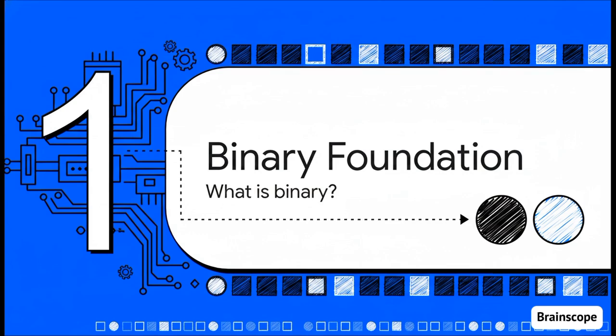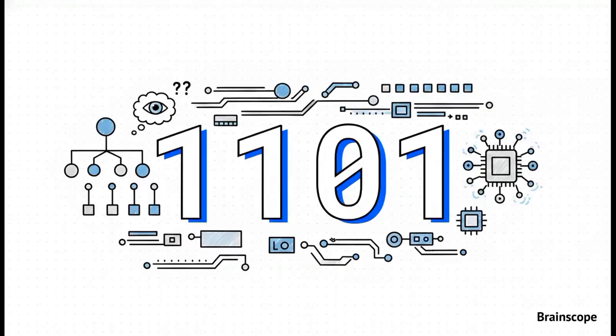Section 1. The binary foundation. Before we explore the physical hardware, let's briefly clarify what binary actually is. Binary simply counts in powers of 2 rather than tens. So instead of ones, tens, hundreds, and thousands, we have 1, 2, 4, 8, 16, and so on. This means a standard number like 13 translates into the sequence 1101. It looks a bit strange to our human eyes, but it represents the exact same mathematical value.